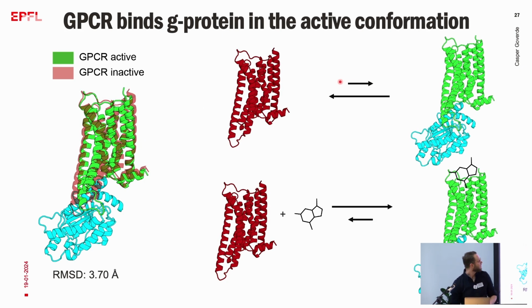So in reality, it looks more like this. We have a GPCR in an active conformation and a GPCR in an inactive conformation, where in the active conformation it can bind G-protein, and in the inactive conformation it cannot. Generally, their RMSD is between 3 to 5 angstrom between the active and the inactive conformation. You see here that this helix can open up to allow the G-protein to bind.